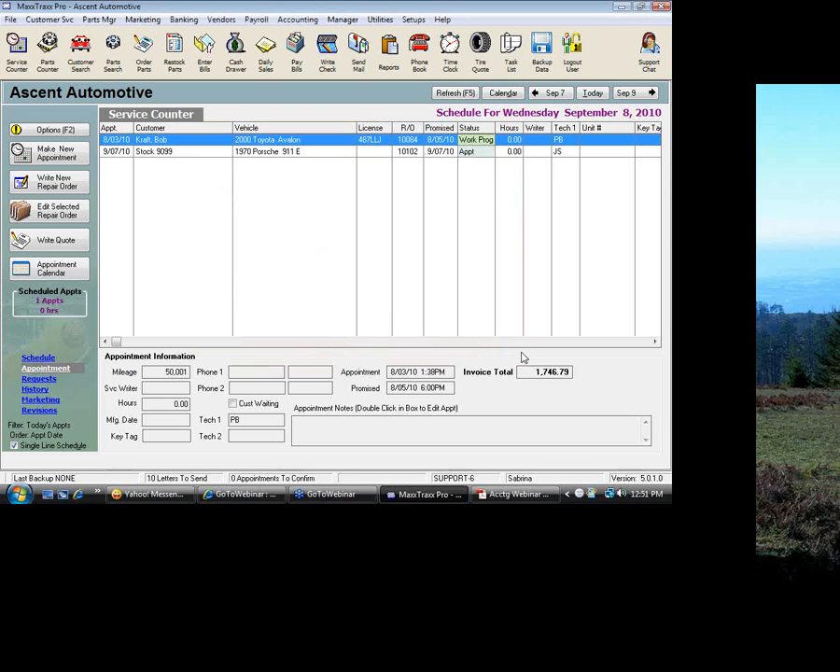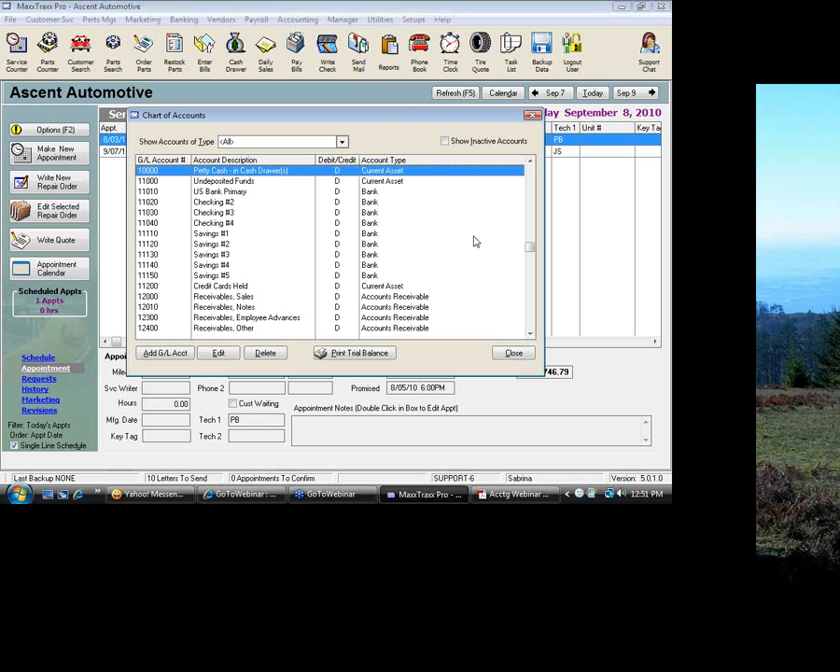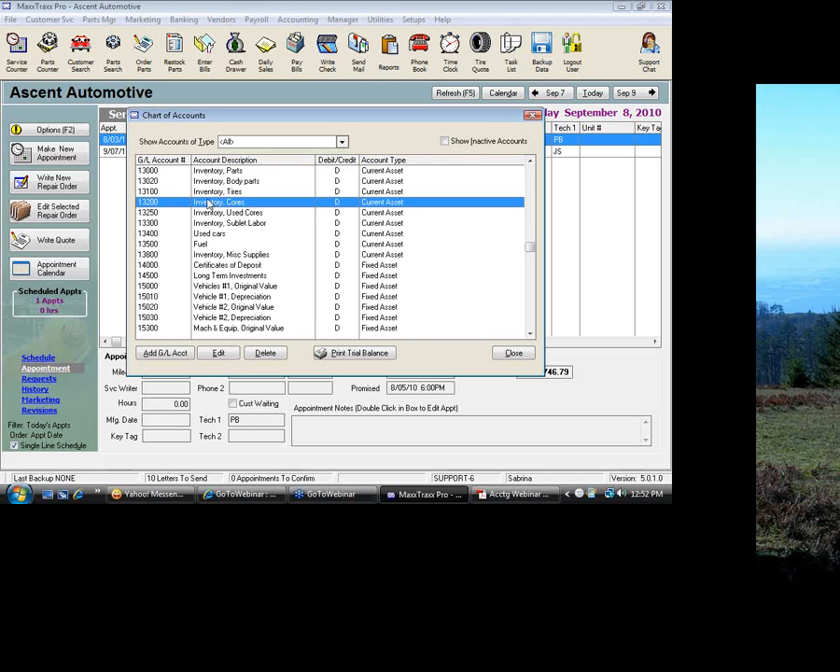Okay, so now we've talked about inventory parts. Now let's talk about inventory cores. And that's 13,200. Now, I have these two custom ones that I put in. I had a shop that I was working with again the other day that wanted to break their parts inventory into body parts, collision parts. Don't know if I like that term.